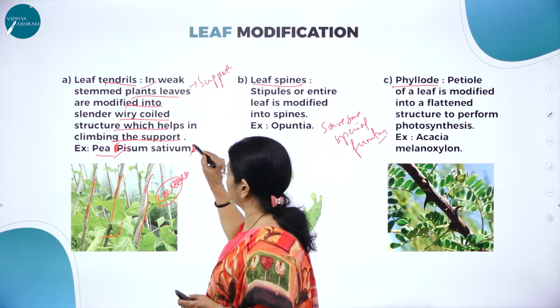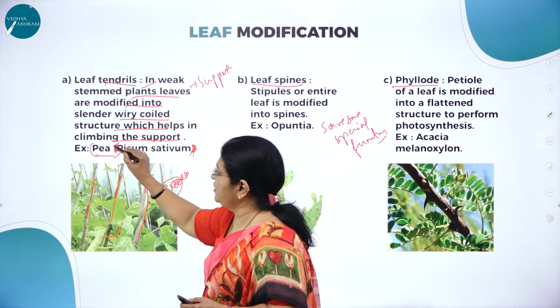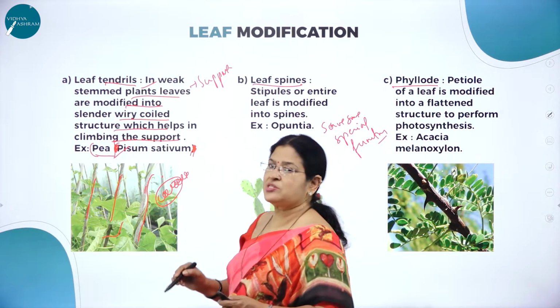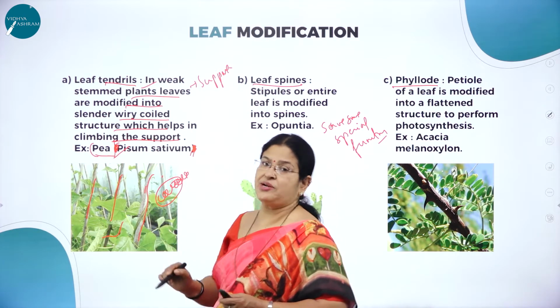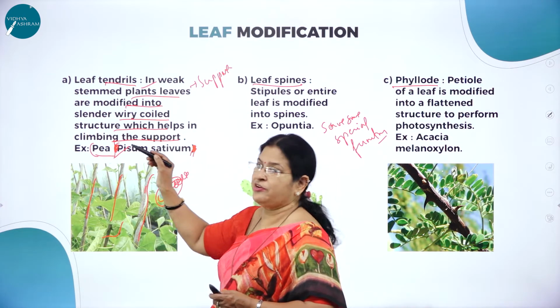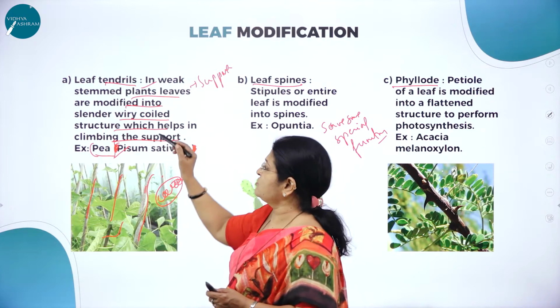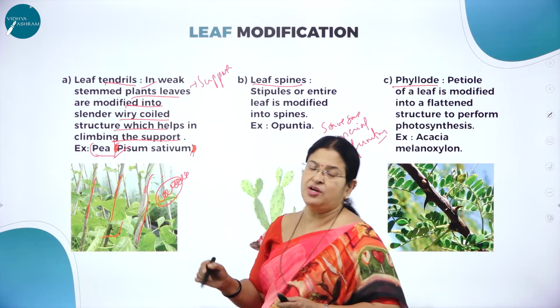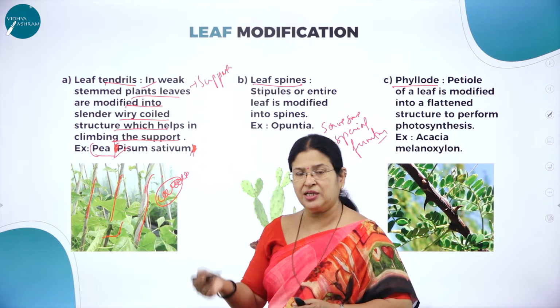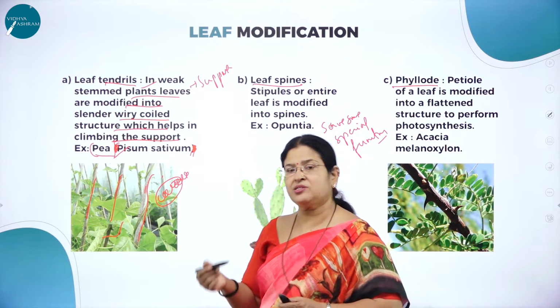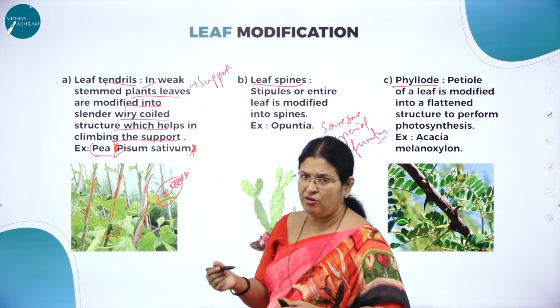So you are not supposed to put the bracket. Put the common names in bracket. So what is leaf tendril? In weak stemmed plants, what will happen? Leaves are modified into slender, wiry, coiled structures called tendrils, which will take the support of the other plant to climb. And this is commonly seen in plants which have a weak stem.